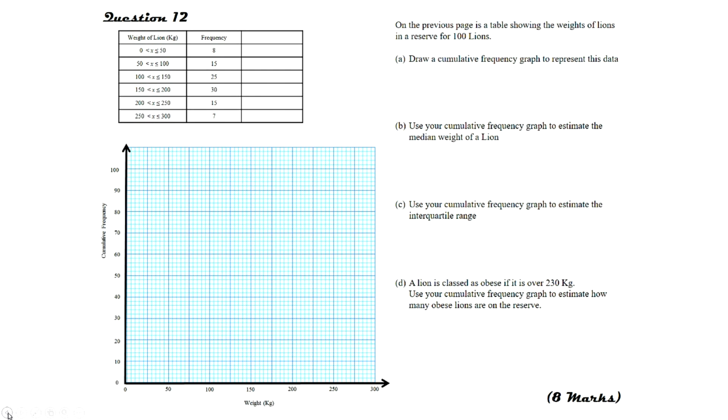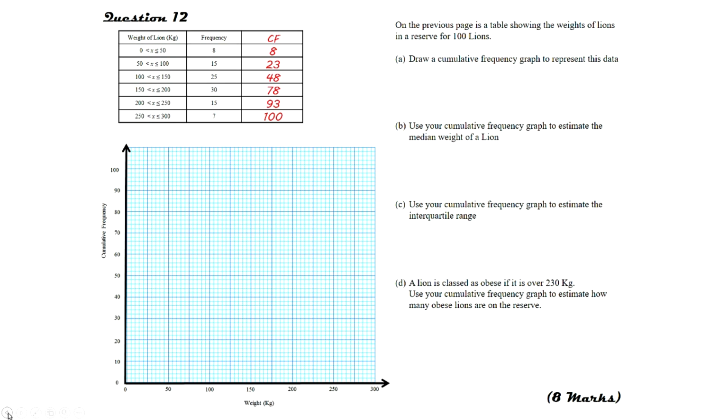Question 12. So this is a cumulative frequency graph, a very common question that comes up, and we're going to need to add in some cumulative frequency totals for the weights of these lions. So I've added in my cumulative frequency column, and I'm just adding up all of the frequencies, and I should expect that they end up at 100.